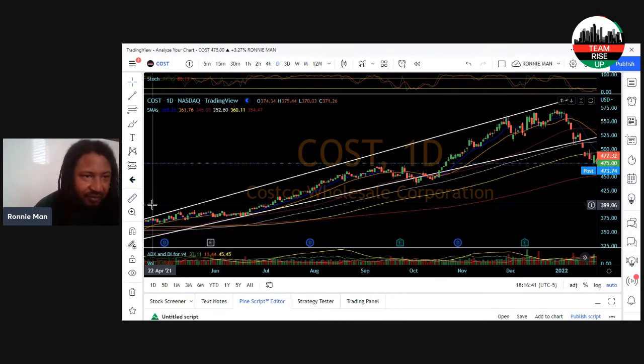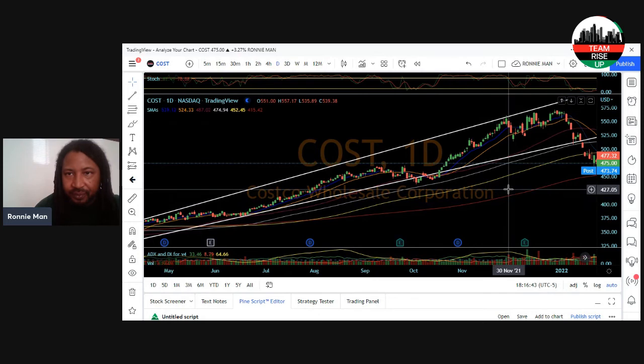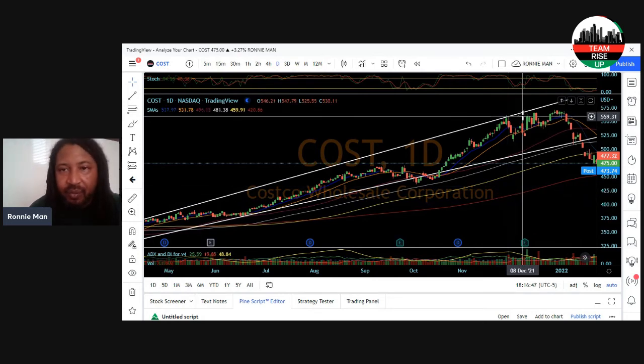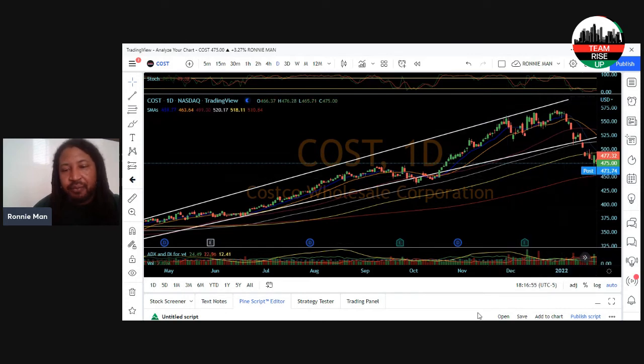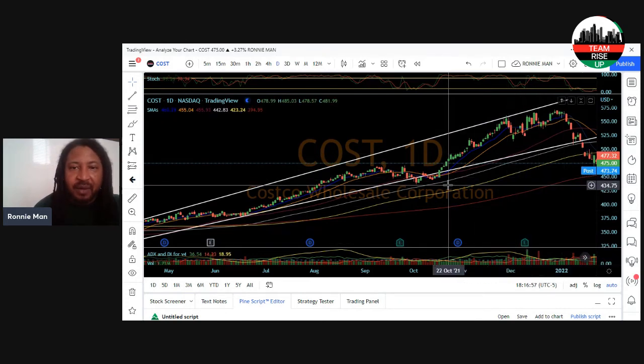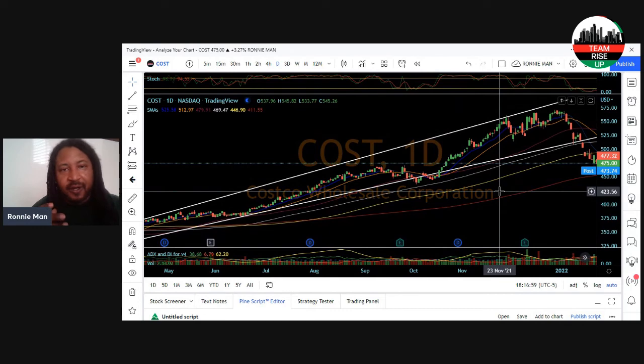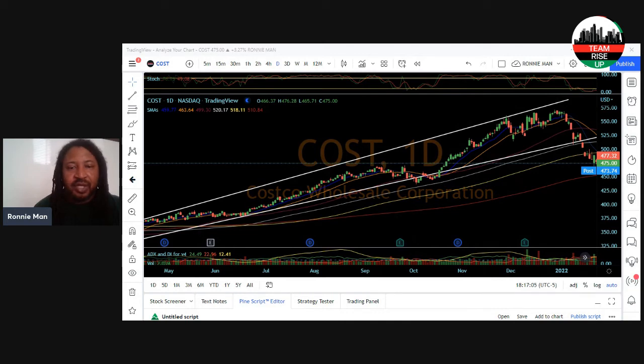This is April of 2021. This is November of 2021. Price came right back to the top of this channel. All right. So it could be pretty profitable for you just by putting trend lines. The trend is your friend, right? Use the trend lines to help you get an edge on reversals.